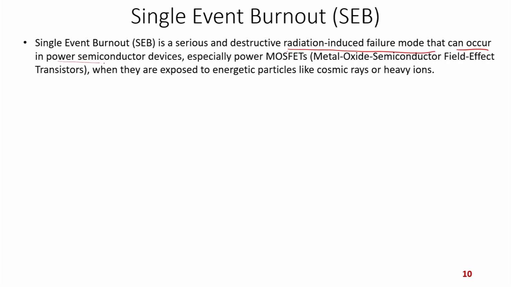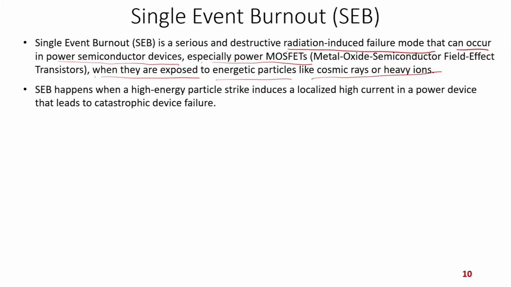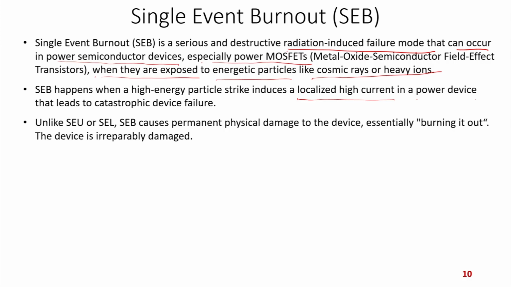It can occur in power semiconductor devices, especially power MOSFETs, when they are exposed to energetic particles like cosmic rays or heavy ions. So, SEB happens when a very high energy particle strike induces a localized very high current in a power device that leads to catastrophic device failure. And unlike the case of single event upset or single event latch-up, this type of event, single event burnout, causes permanent physical damage to the device.